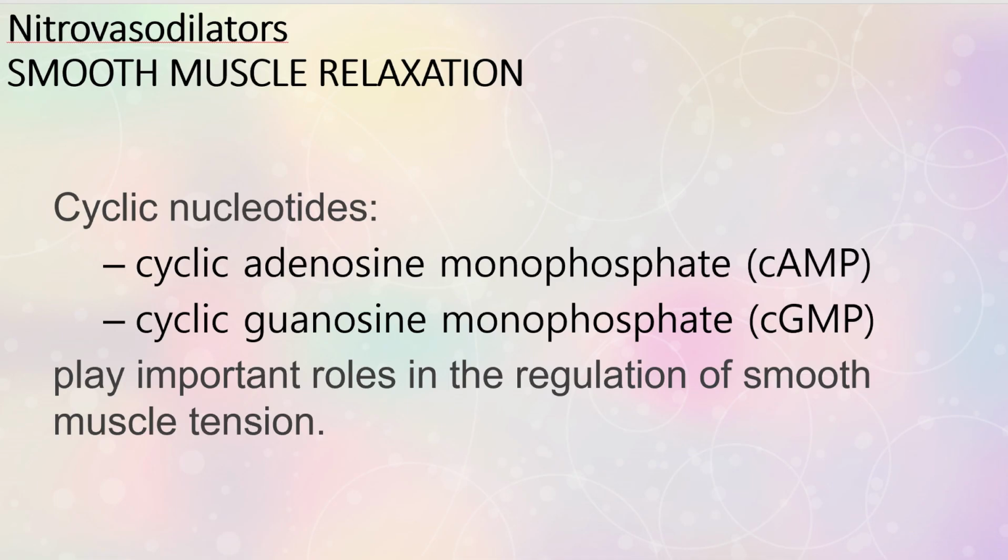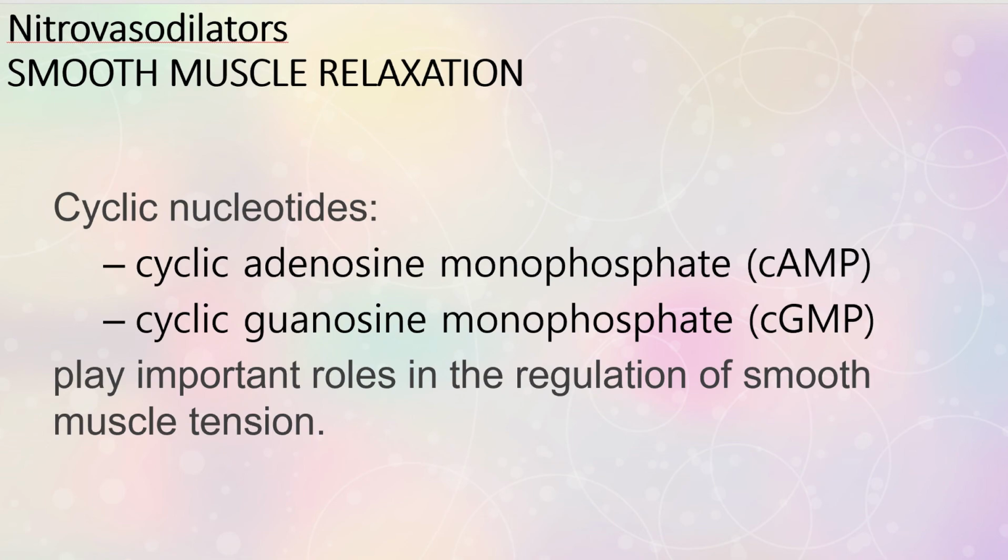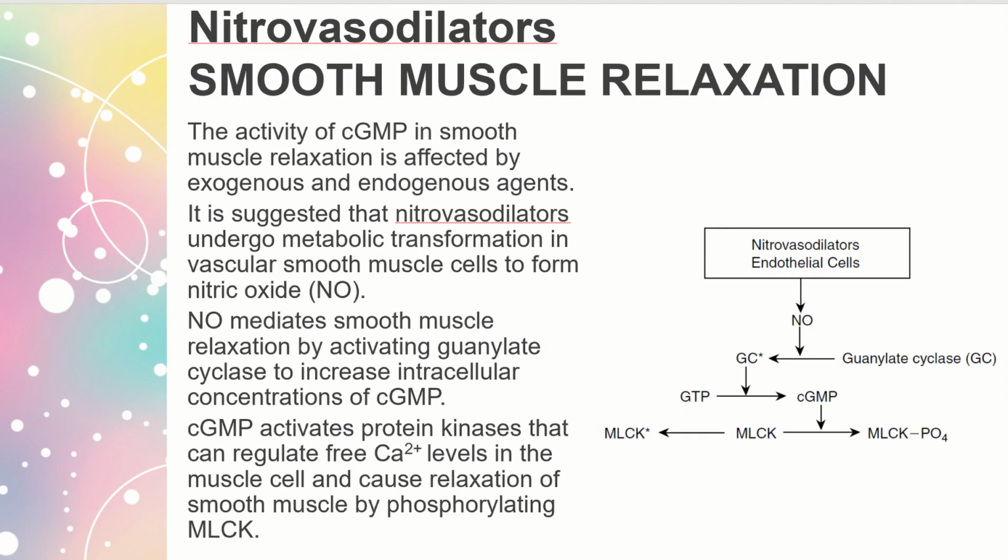So we mentioned cAMP as the phosphorylating agent here. It's your cyclic nucleotide, cyclic adenosine monophosphate, and I think we're going to mention now cyclic guanosine monophosphate, so we're going to call it cGMP or cAMP. They both play important roles in the regulation of smooth muscle tension, as seen.